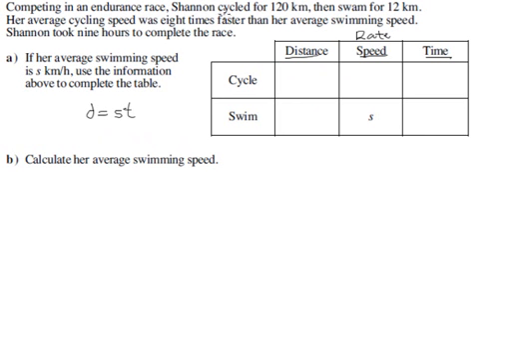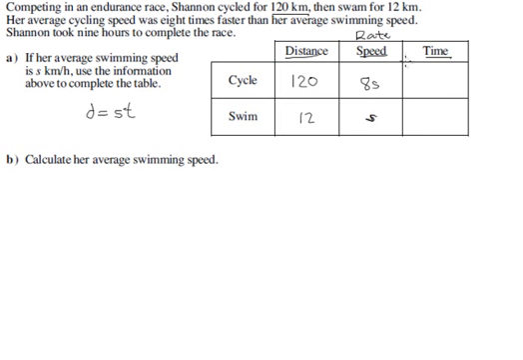They say Shannon cycled for 120 kilometers, so the distance she covered was 120. Then she swam for 12 kilometers, so that distance is 12. Her average cycling speed was 8 times faster than her average swim speed. They give us the average swim speed, and they told us to just call it S. Her bike speed was 8 times faster than that, so here we can put 8S.